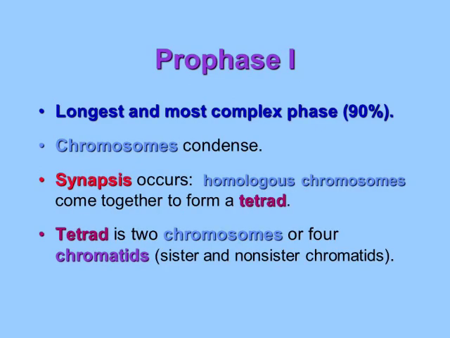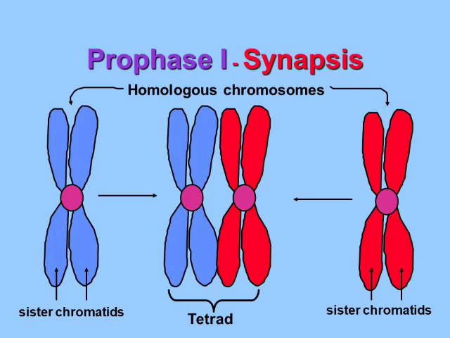Prophase I is the longest and most complex. Here, chromosomes condense. Synapsis occurs. The homologous chromosomes come together to form a tetrad. A tetrad is two chromosomes or four chromatids, the sister and non-sister chromatids. Synapsis takes place during prophase I of meiosis.